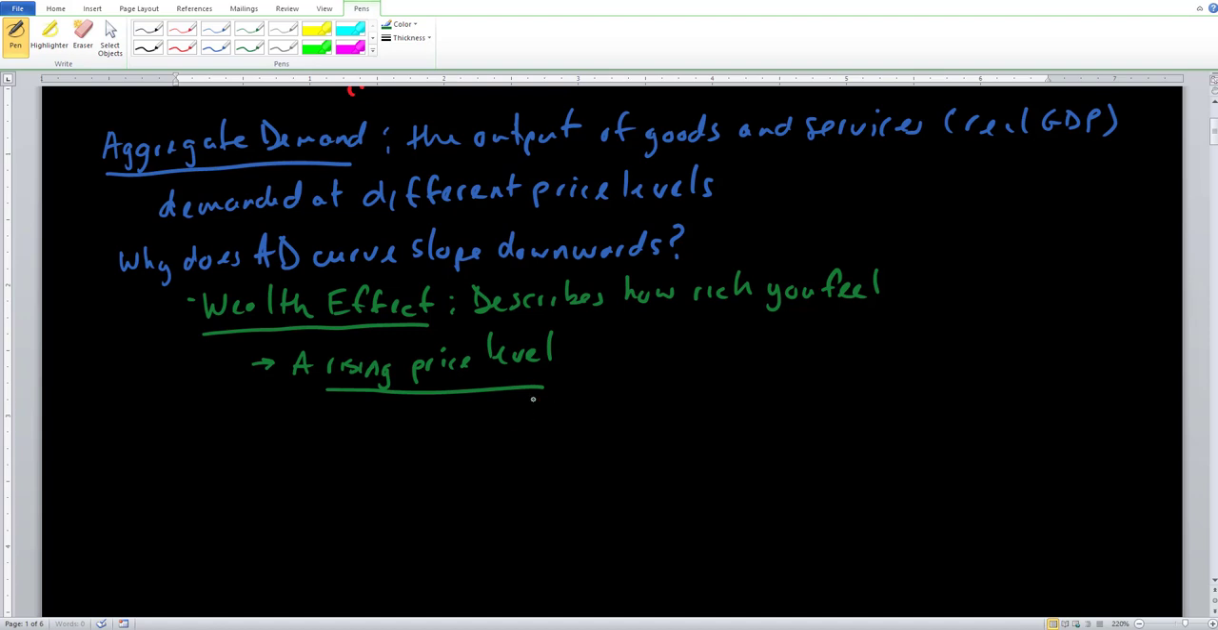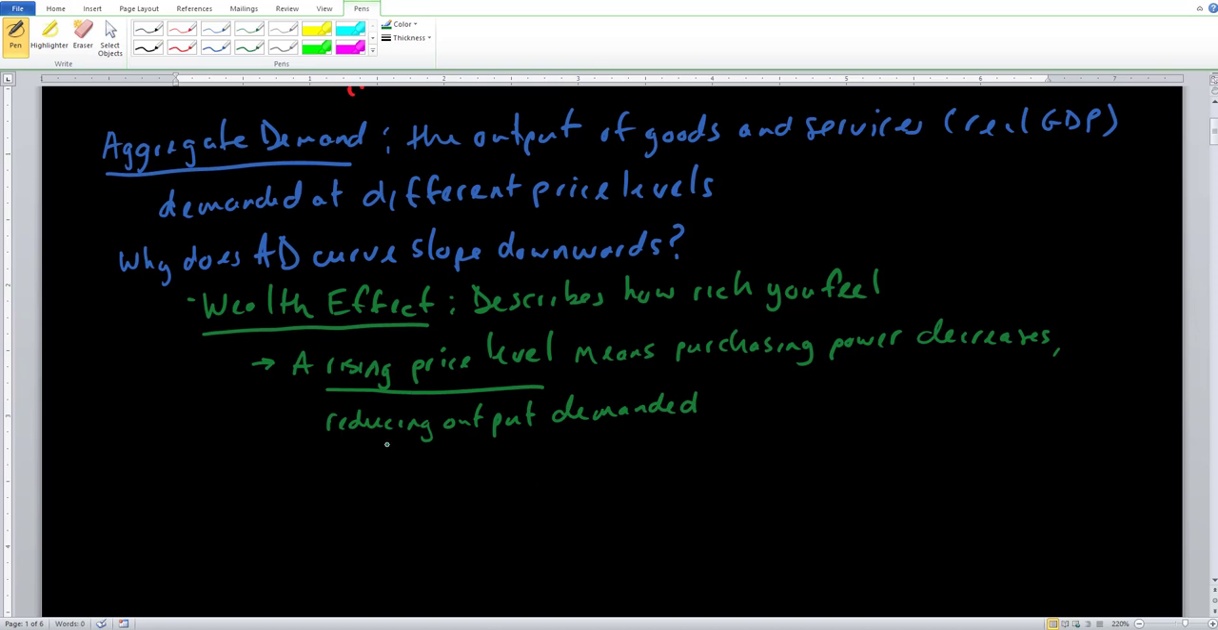You're going to feel less wealthy in this instance because we've already talked about this. Why? If we have inflation happening within the economy, it means your purchasing power has declined. And if purchasing power decreases, that tells us that you're going to be able to buy fewer goods and fewer services for the same amount of money, which is going to reduce output demanded. So here, wealth effect: a rising price level means purchasing power decreases, reducing output demanded.